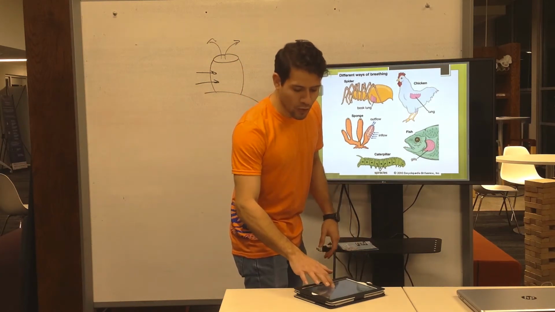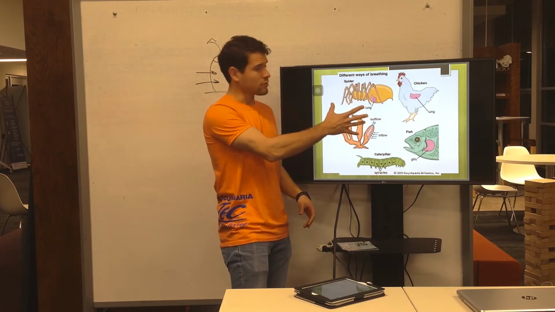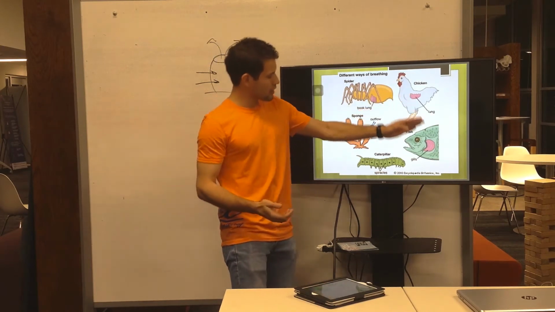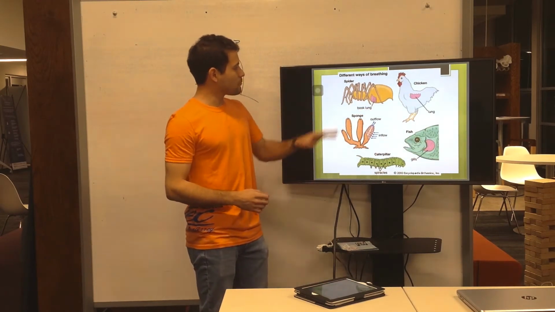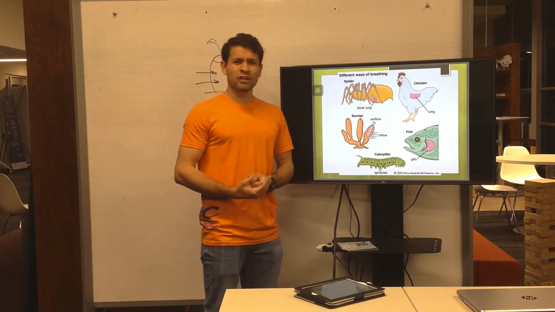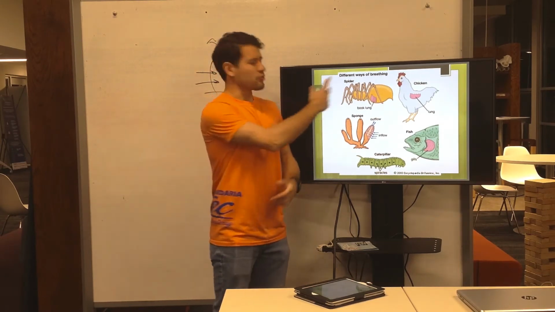But that being said, any questions about the examples? Okay, I think it's pretty clear, okay? Lung, gills, tracheal system, simple, and what was the other one? Well, those are the four ones, okay?